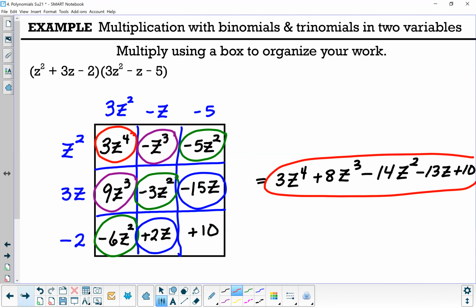So it's really up to you. You can use these for bigger questions, for smaller questions. If this were a binomial, which is 2 terms, multiplied by a binomial, which is 2 terms, then you would just create a box that was 2 by 2. So that's up to you.